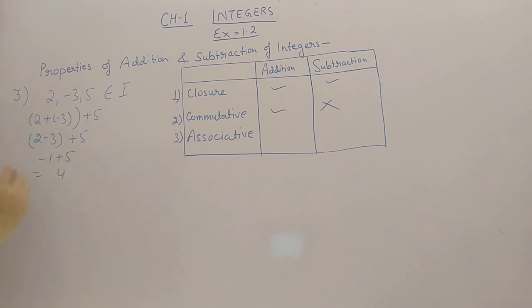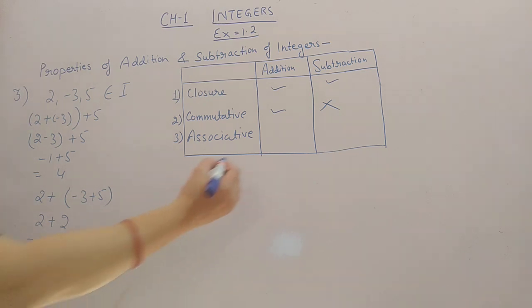If I change the order, suppose I am adding the last two first. These last two I am adding first, then -3 plus 5 is 2. 2 plus 2 is 4. So if I change the addition order for three integers also, I am getting the same result. Result is not changing. So it means associative property is applicable for addition.